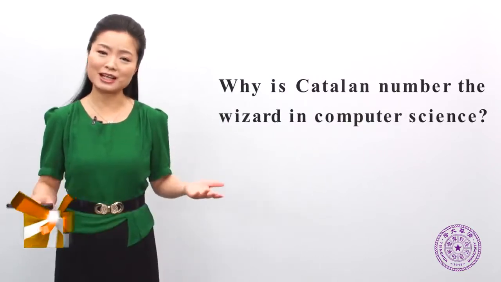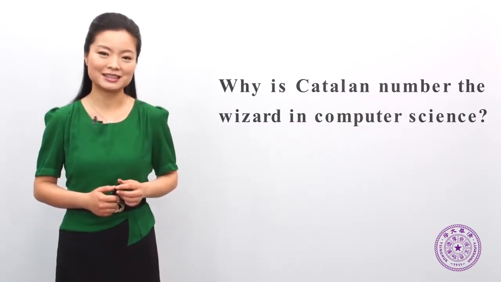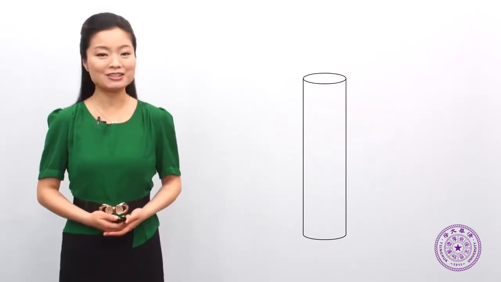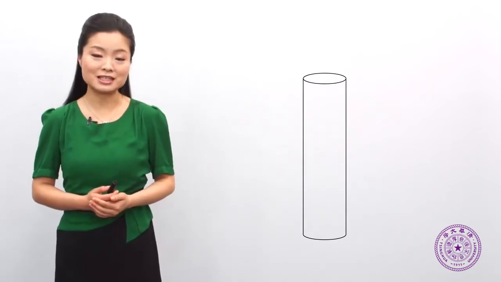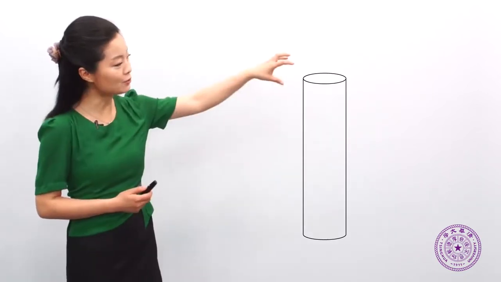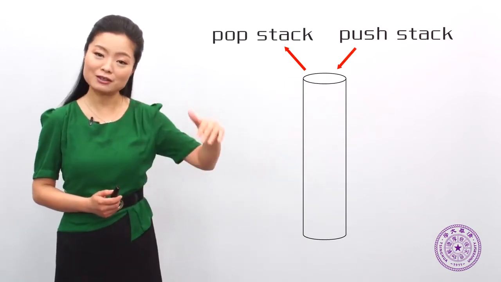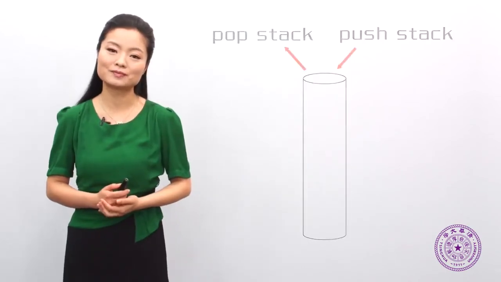Why do we say the Catalan number is a wizard in computer science? Let's take an example. Many people know that in computer science there is a widely used data structure known as a stack. What does a stack look like? It's like a storage section. But for this storage space, entry and exit is limited to the top. So when objects are pushed in or popped out, this must take place at the top.